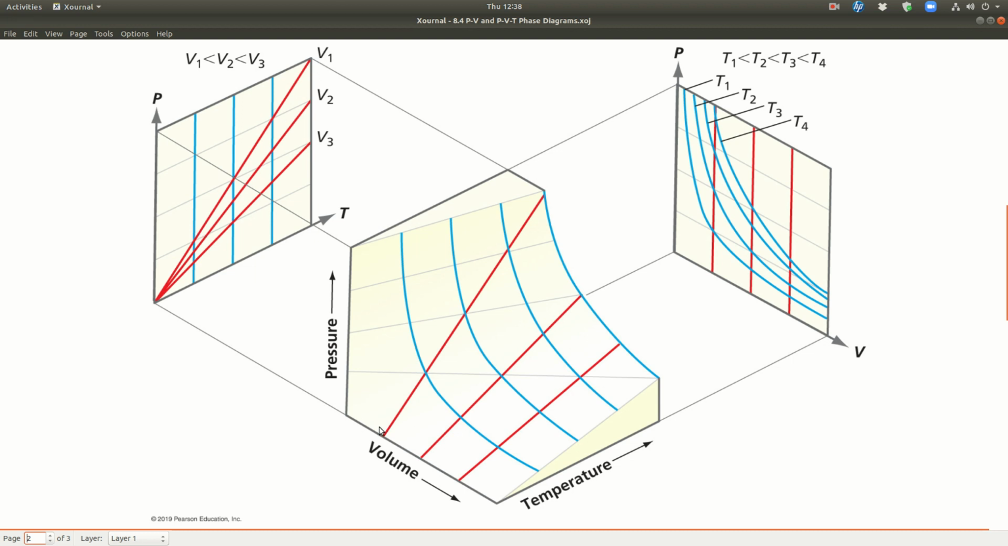Each of these red lines is a constant volume. Each blue line is a constant temperature here. And each of these gray lines, kind of hard to see, is a constant pressure right here. If we look over here, this is the pressure volume phase diagram that we get from this pressure volume temperature phase diagram. And again, it looks like this. So constant volume, constant pressure. Each of these blue lines is a different temperature.